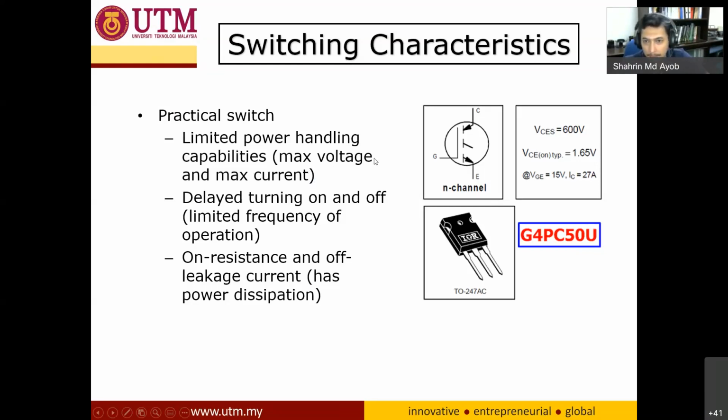Okay, so for example, the voltage across the collector and emitter is 600 volts. So this is the rated voltage that is allowed to be used for this transistor. For example, if the VCES is more than that, your transistor may become very hot and it will break down.